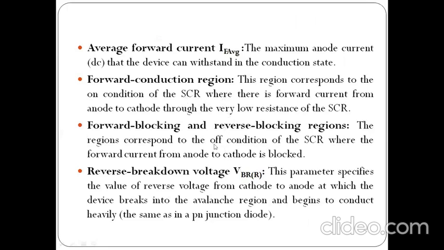The next is the forward blocking and reverse blocking region. These regions correspond to the off condition of the SCR, when the forward current from anode to cathode is blocked. The last parameter is the reverse breakdown voltage. The reverse breakdown voltage specifies the value of reverse voltage from cathode to anode at which the device breaks into the avalanche region and begins to conduct heavily. This is similar to the PN junction diode.